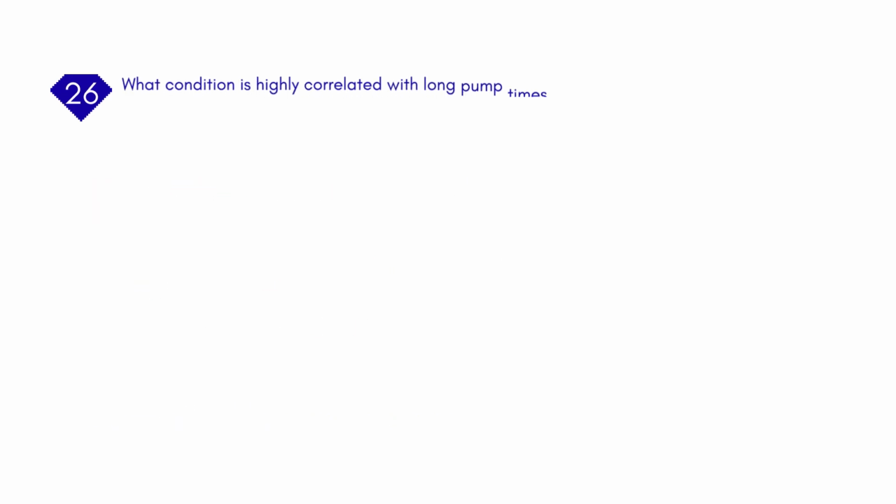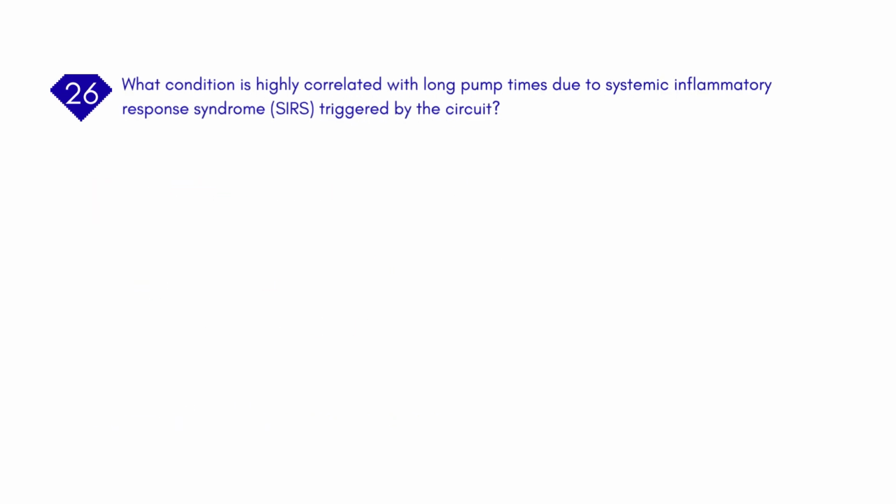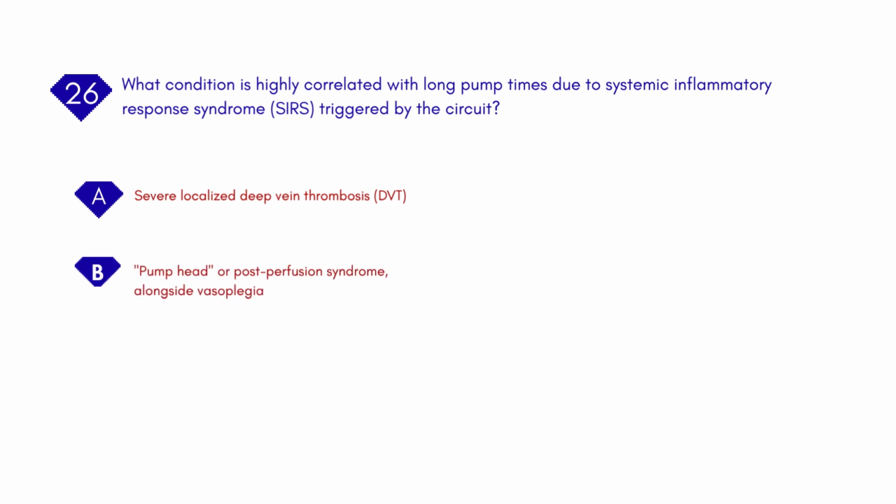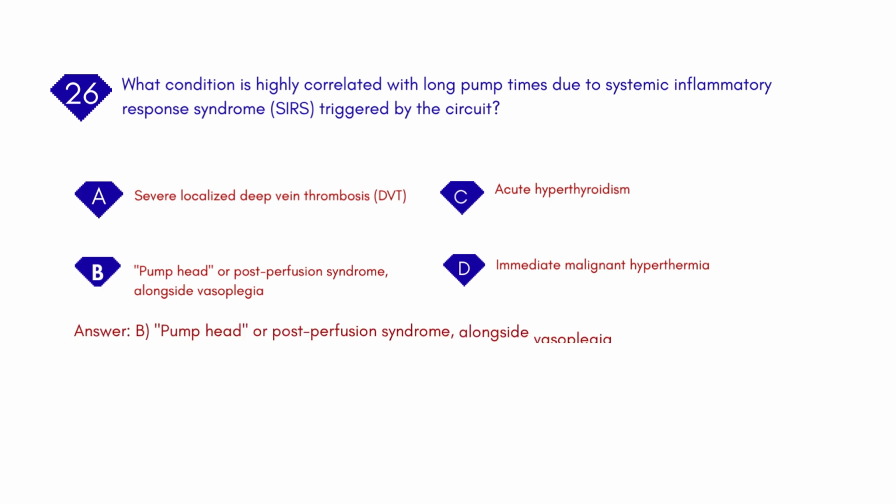What condition is highly correlated with long pump times due to systemic inflammatory response syndrome, SIRS, triggered by the circuit? A. Severe localized deep vein thrombosis, DVT. B. Pump head or post-perfusion syndrome, alongside vasoplegia. C. Acute hyperthyroidism. D. Immediate malignant hyperthermia. Answer: B. Pump head or post-perfusion syndrome, alongside vasoplegia.